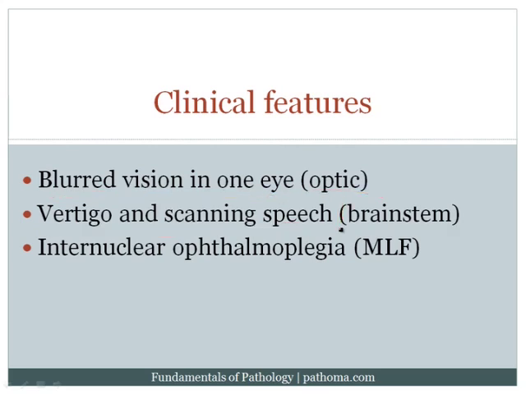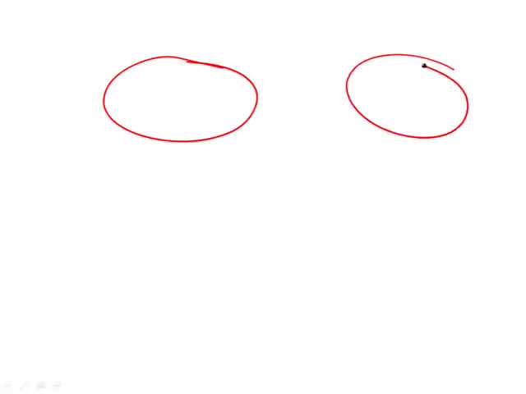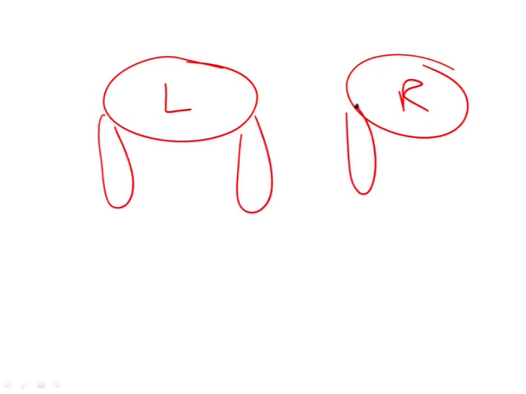And then involvement of the medial longitudinal fasciculus gives you something called internuclear ophthalmoplegia. Now this is relatively high yield because it goes back to neuroanatomy, so let's take a moment to illustrate this. Here's the left eye and the right eye, and of course you've got muscles coming off these eyes here. This is the lateral rectus muscle, medial rectus. This is the medial rectus on this side and the lateral rectus.